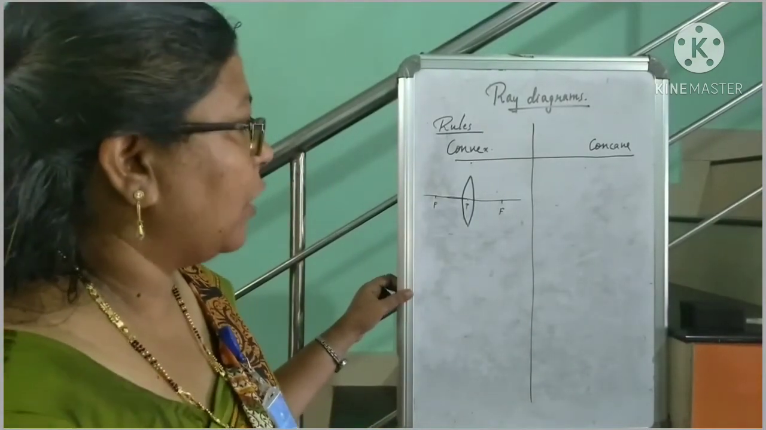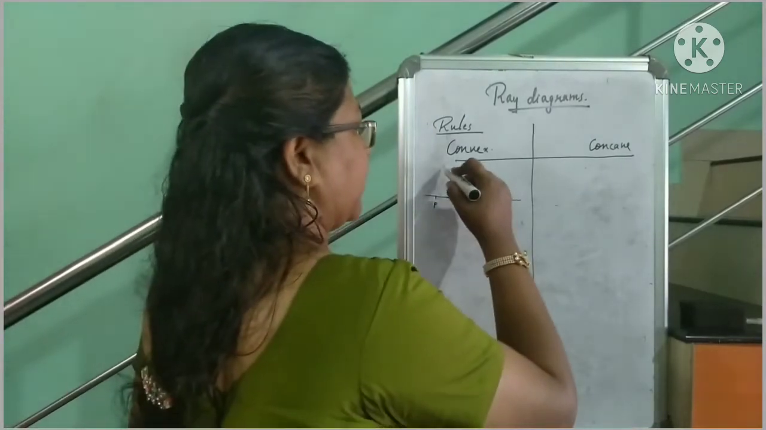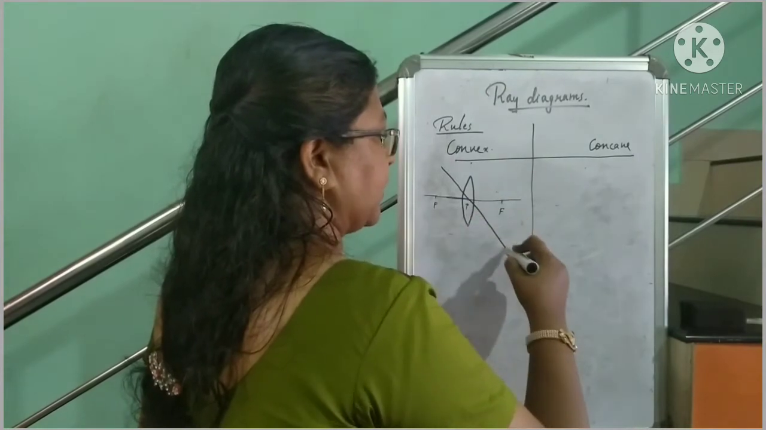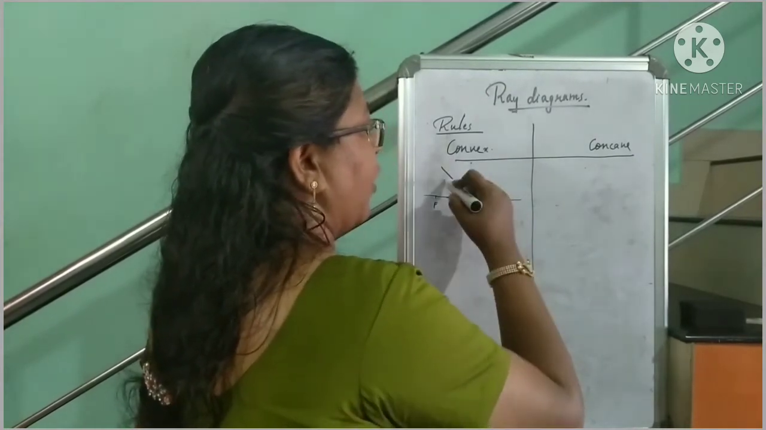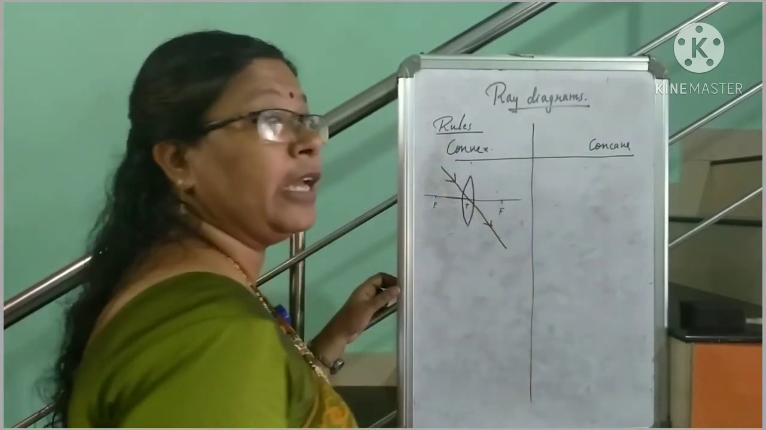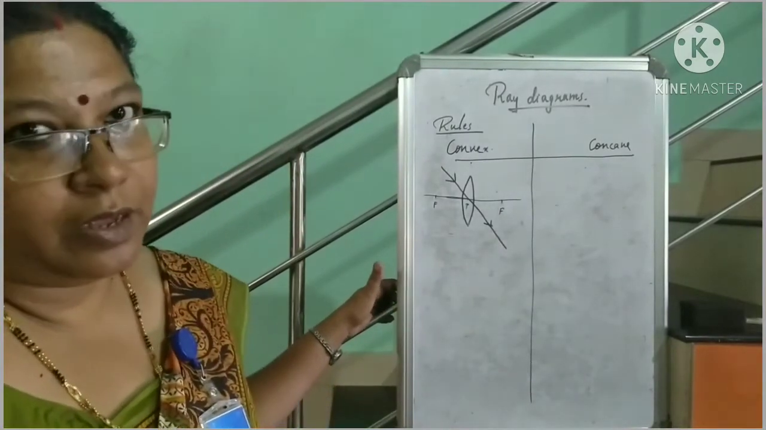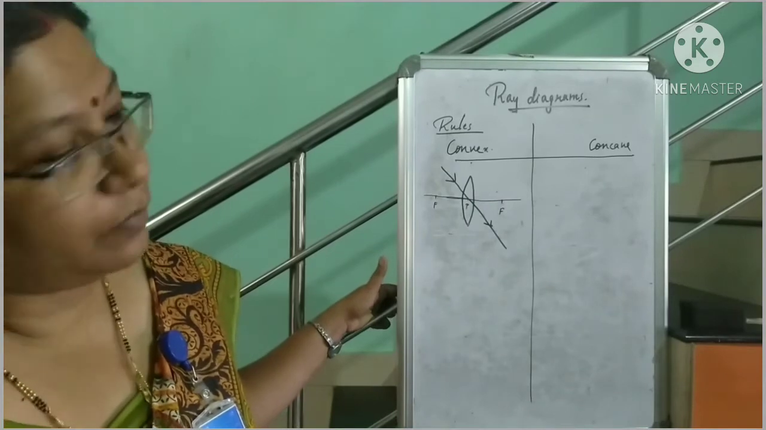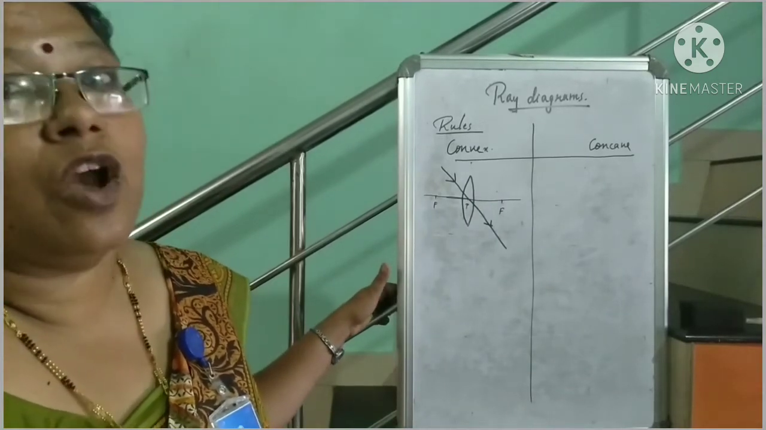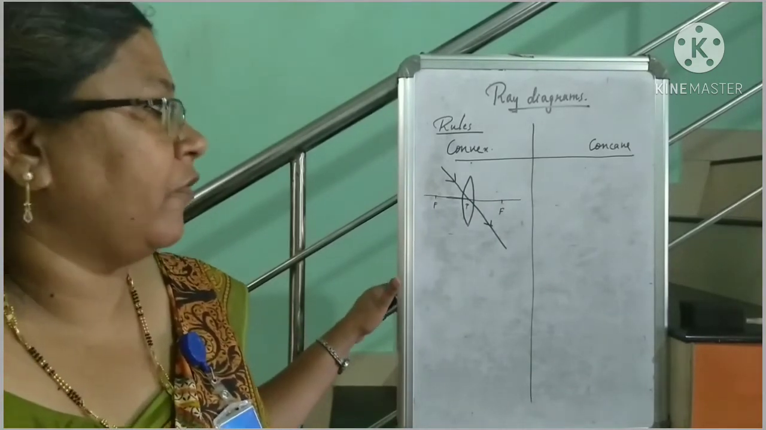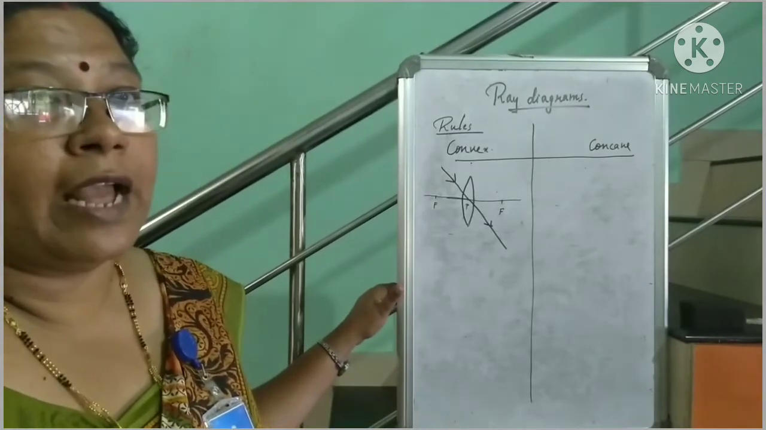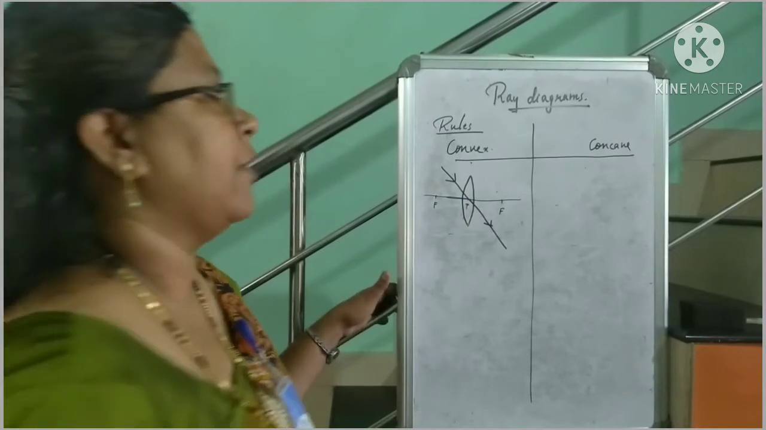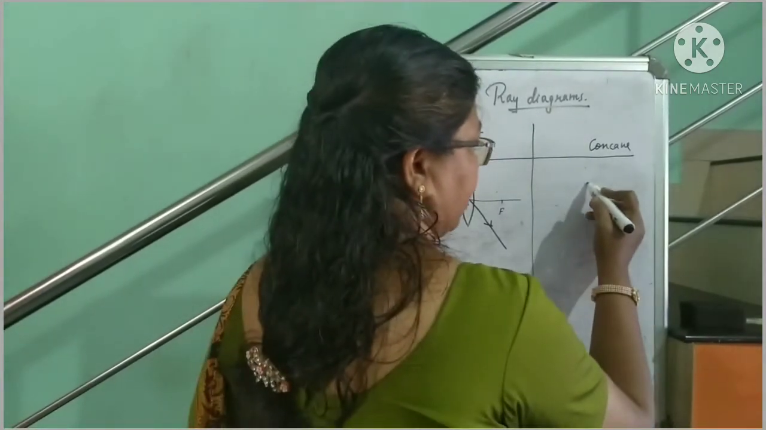So, the first rule is a ray of light which is incident on the pole of a lens will not undergo any deviation. A ray of light passing through the optic center of a convex lens will not have any deviation. And similarly, you can draw for a concave lens.